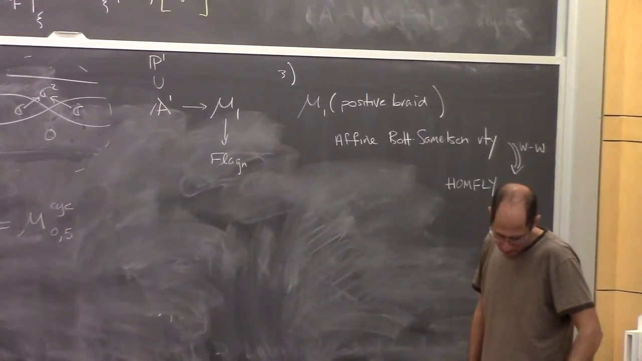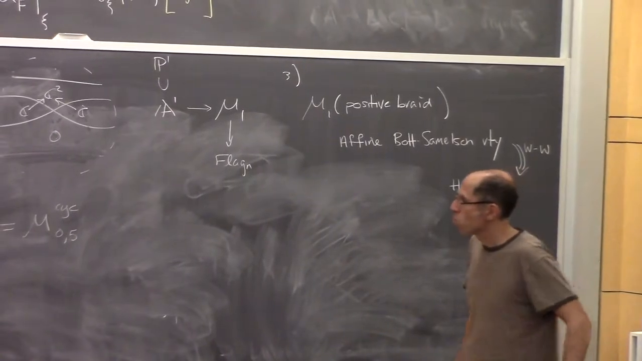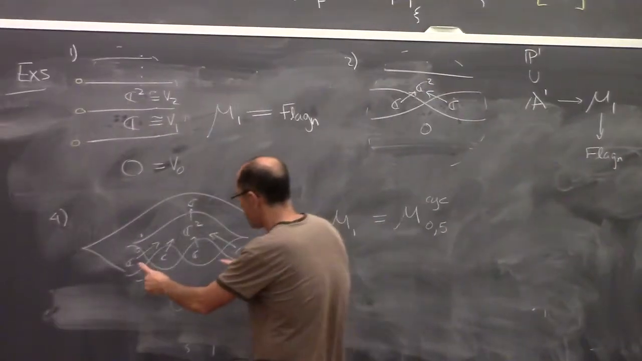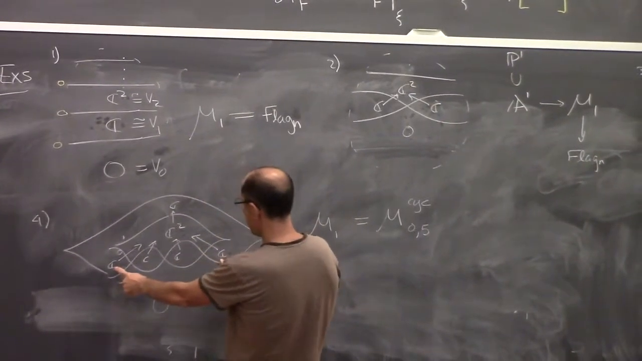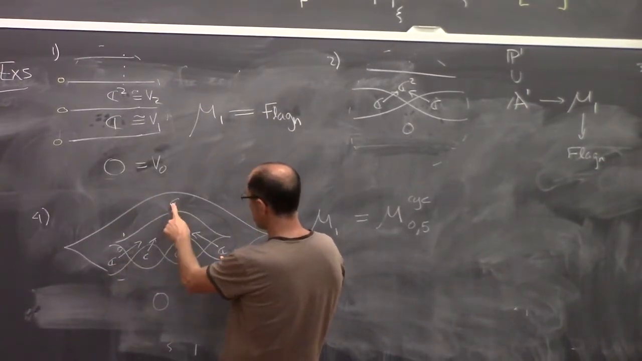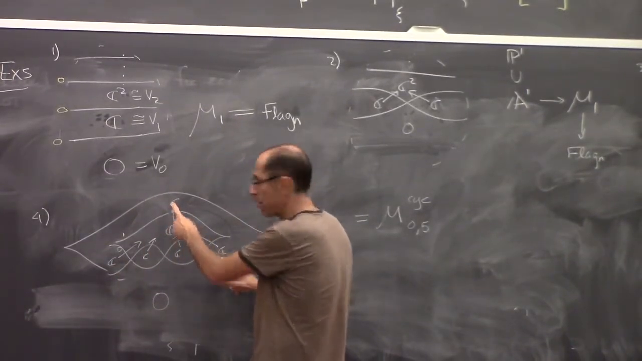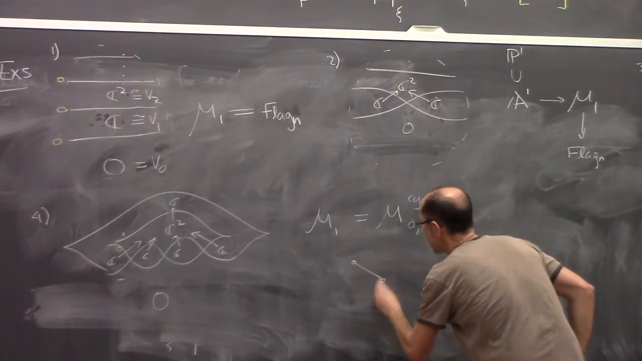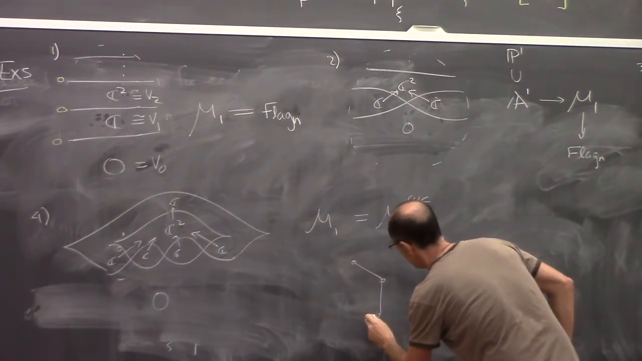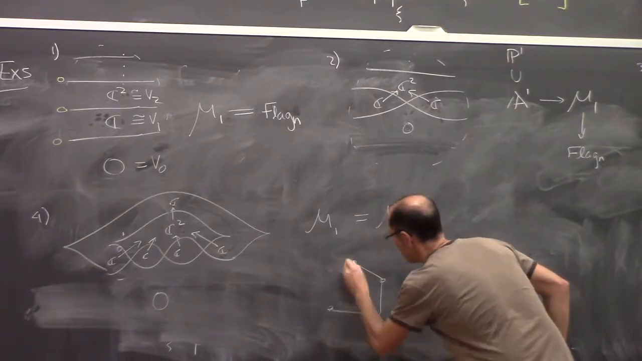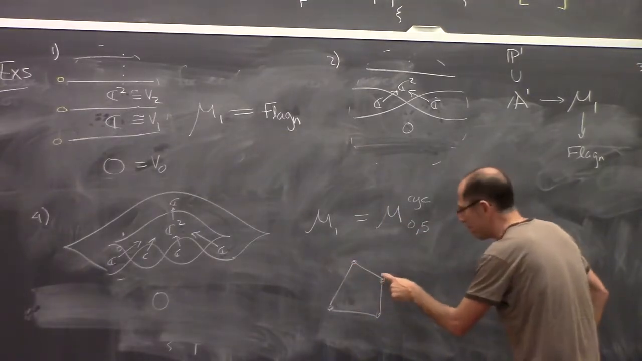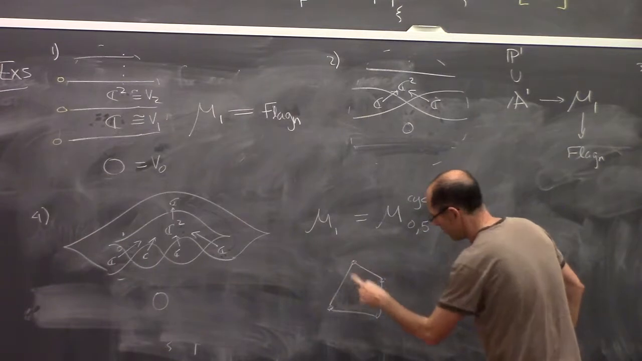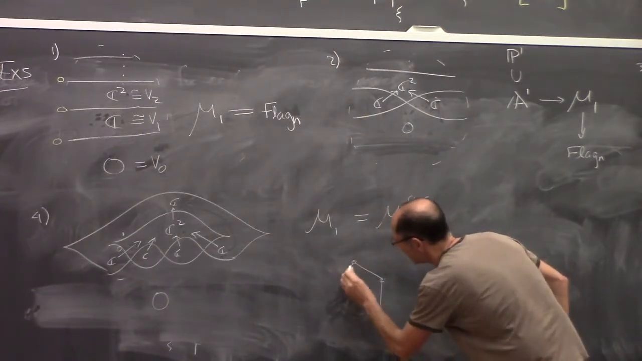So why is the first one not the same as the fourth one? Oh, maybe it is. But they're not the same as that one. So it's not 5 points. They're not distinct from each other; that would just be M_{0,5}. 1, 2, 3, 4, 5. So that one's different from that one, that one's different from that one, that one's different from that one. That's good. Okay.